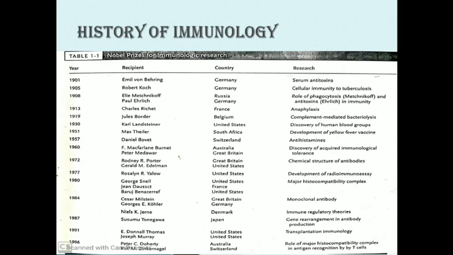Rodney Porter is very important because he is the person who gave the chemical structure of antibodies. And we will study the structure of antibodies in detail after 2 or 3 lectures. Then Rosalyn Yalow, development of radioimmunoassay, Caesar Milstein, Susumu Tonegawa. So these names are very important, but I would suggest you memorize all these names, okay?